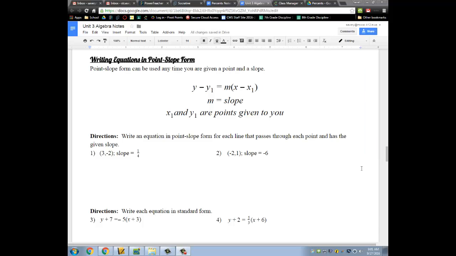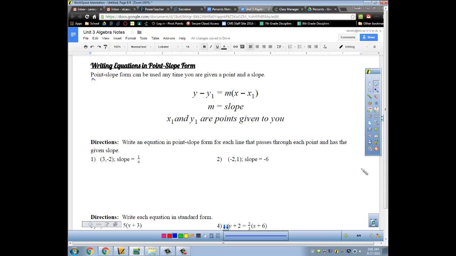So point-slope form is just this equation right here. And you will never have to memorize these equations. It'll always be given to you. This is useful if you're given a point and a slope and you want to write it into an equation. But we talked yesterday about how to do that in slope-intercept form. And the slope-intercept form way that I showed you is much quicker and easier. But this is just another way to do it.